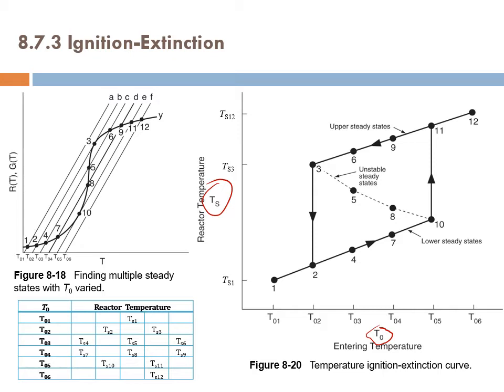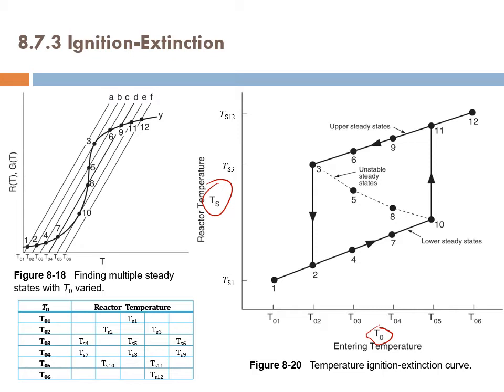Obviously when it reaches the steady state, we'll see that the value of the temperature inside the reactor is TS1 for the case where the feed temperature is T01. Okay, so we are here. Let's increase the feed temperature slightly. Okay, let's say we increase it till here.